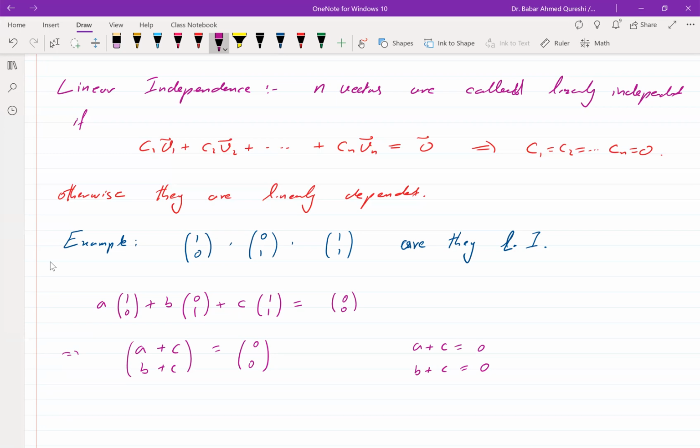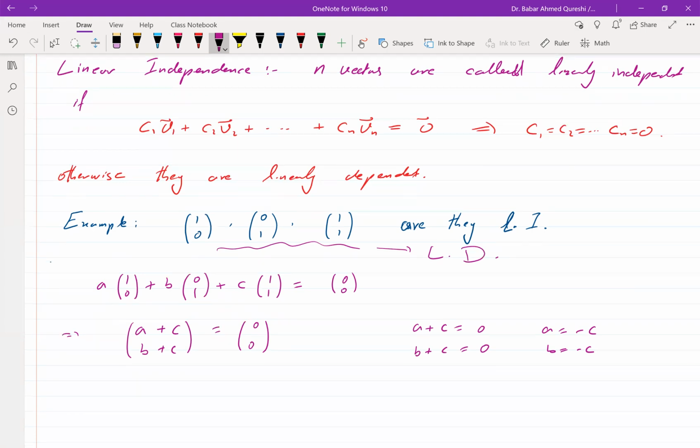So you pick any c and put a and b equal to minus of that. So a is equal to minus c, b is equal to minus c, and a, b, c, none of them are zero. So you can find constants which will make a linear combination equal to zero. So that means these are linearly dependent. They're not linearly independent.